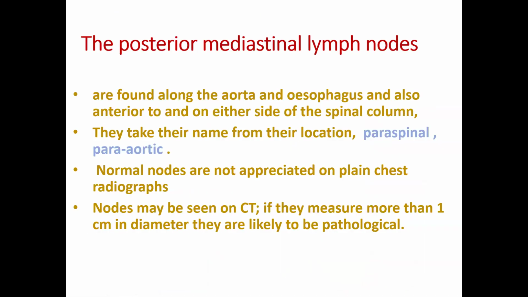The posterior mediastinal lymph nodes are found along the aorta and esophagus and also anterior to and on either side of the spinal column. We name them according to location as paraspinal and para-aortic lymph nodes. Normal nodes are not appreciated on a plain chest radiograph, but may be seen on CT scan if they measure more than 1 centimeter in diameter. They are likely to be pathological.